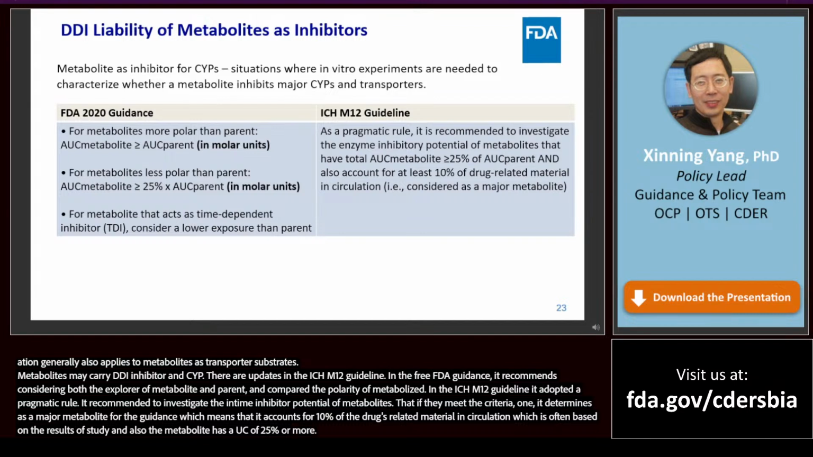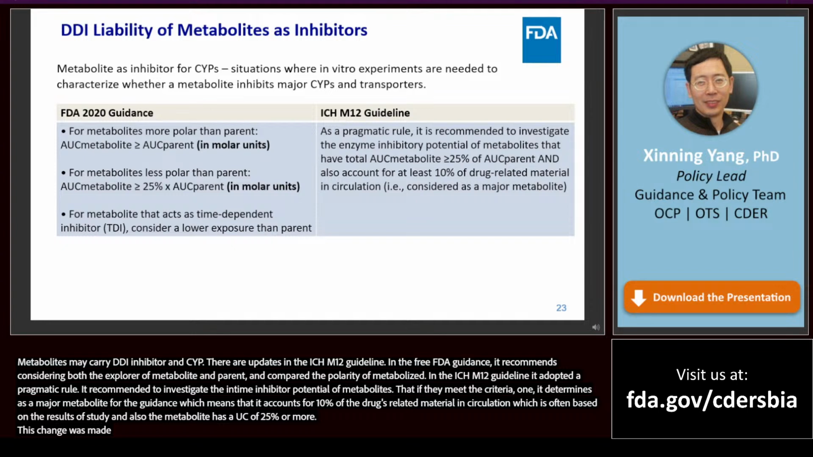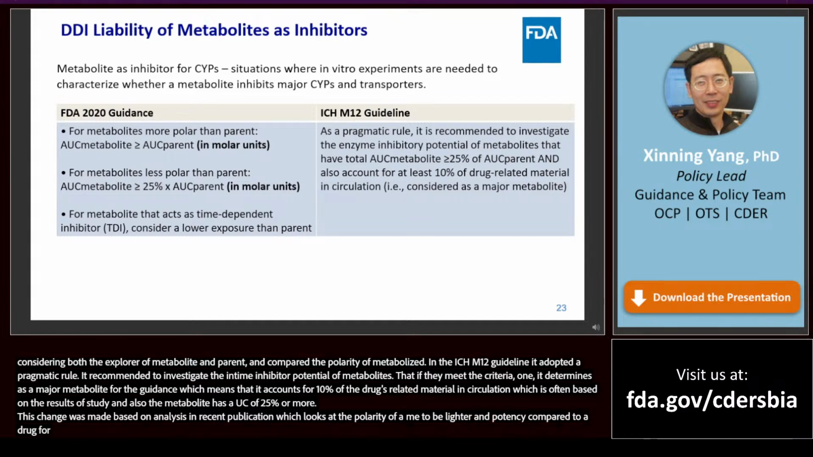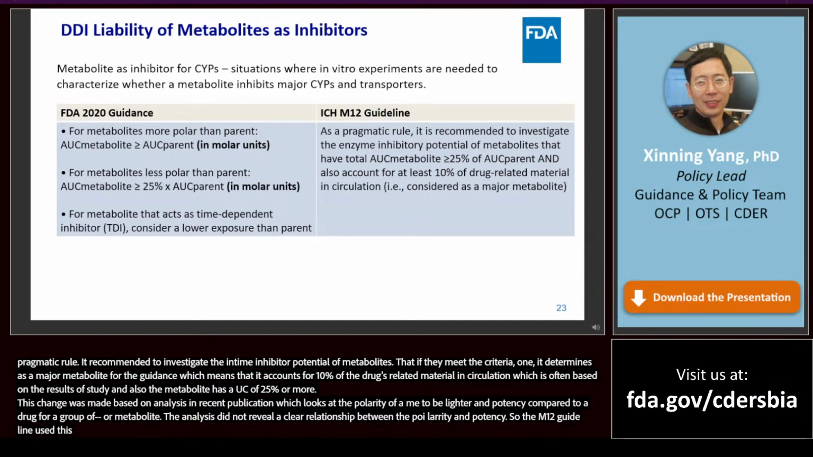This change was made based on analysis in a recent publication, which looked at the polarity of a metabolite and its inhibition potency compared to the parent drug for a group of hydroxy metabolites or methyl or diethyl metabolites. The analysis did not reveal a clear relationship between the polarity and inhibition potency. So the M12 guideline uses this approach, which is actually adopted from the recommendation in the EMA guideline.